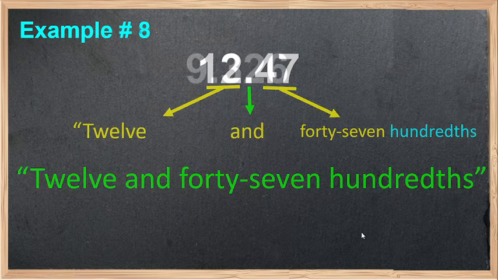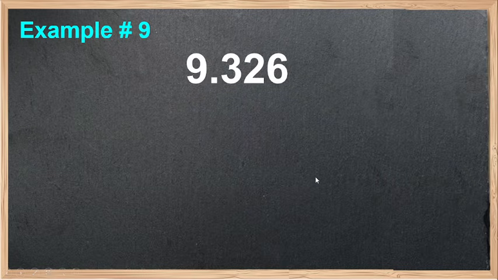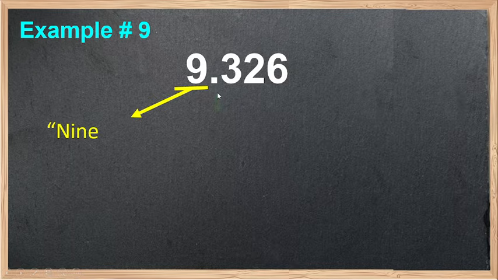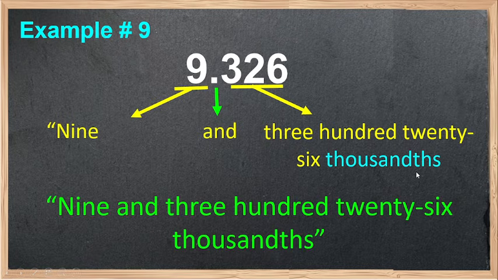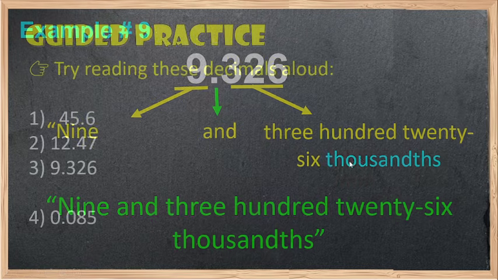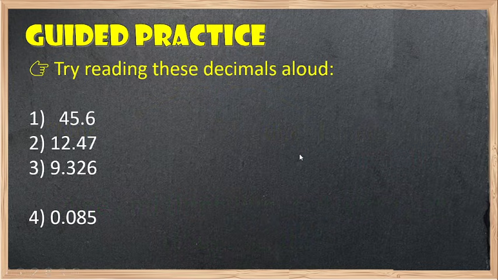Okay? Next, example number 9. Last example, we have the whole number 9. And then the decimal point, "and." And then we have the decimal number 326. And the highest place value is thousandths. Therefore, the answer is 9 and 326 thousandths. Okay? Okay. So, now let's have some guided practice.